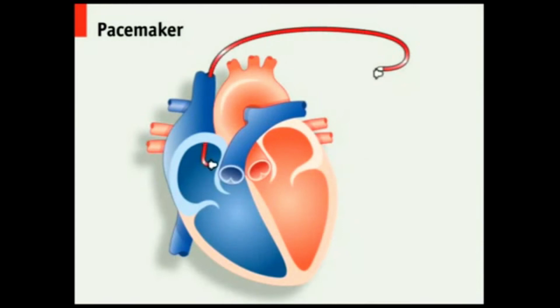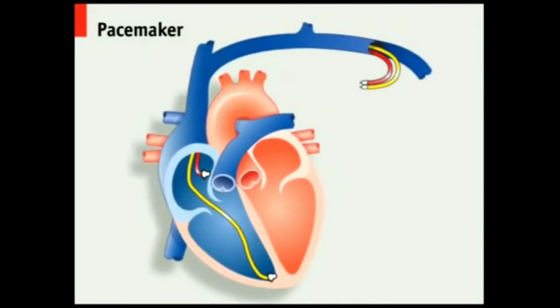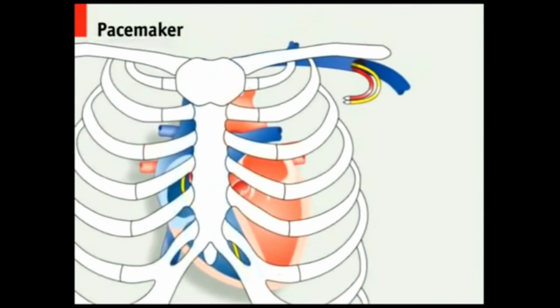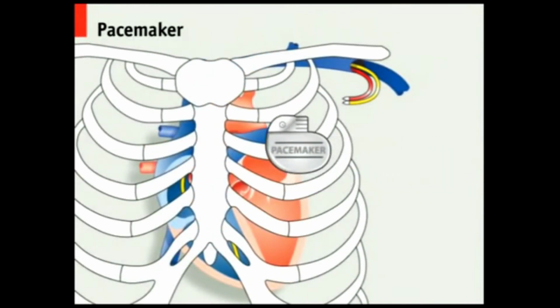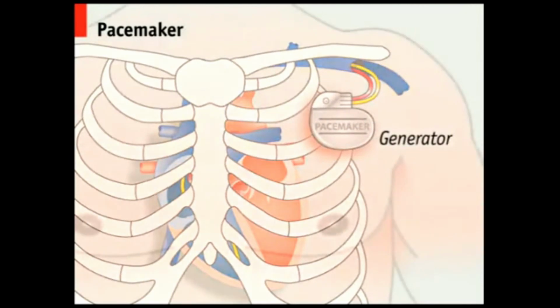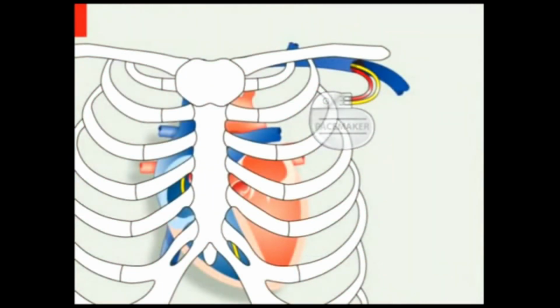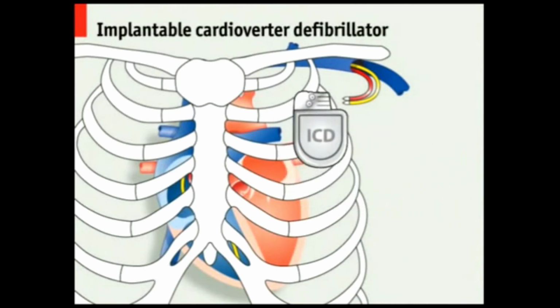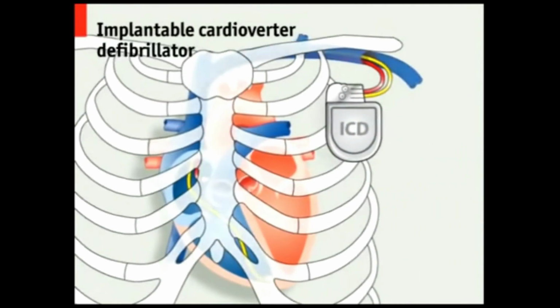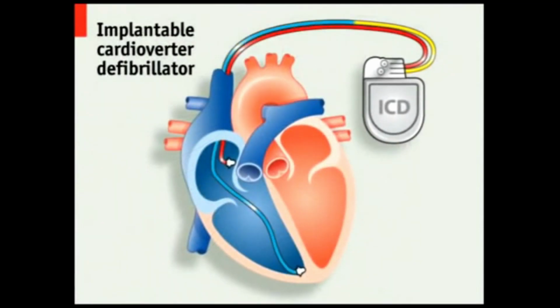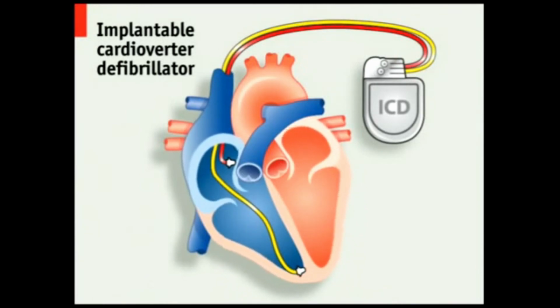Electrodes are implanted into the heart in one or more chambers. Leads are inserted into the vein near the collarbone, and the implantable pacemaker is placed, which performs the function of a generator. Similarly, an implantable cardioverter defibrillator, ICD, can also be placed, which is capable of sensing the stopped heart and delivering an electric shock powerful enough to restart the heart.